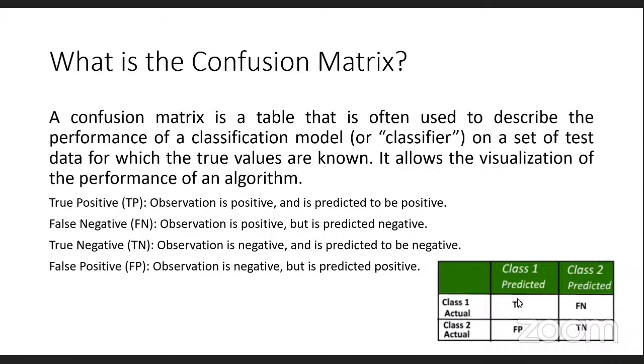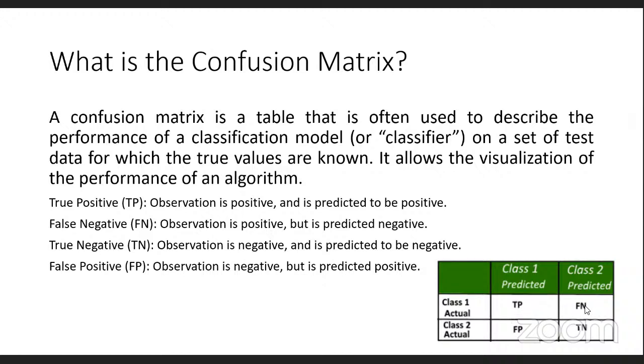What is this? True positive. True positive means it is actually a positive, and it is also predicted as a positive. For example, let's take Gmail. If you are getting ham and spam mails, it is a ham mail and it is predicted as ham, then it is a true positive. This is actually ham and it is predicted as ham, then it is a true positive here.